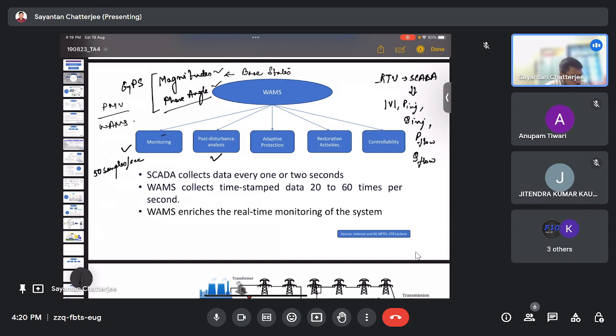Now this one is the adaptive protection part. Adaptive protection is that the measurements are also required from the protection perspective.